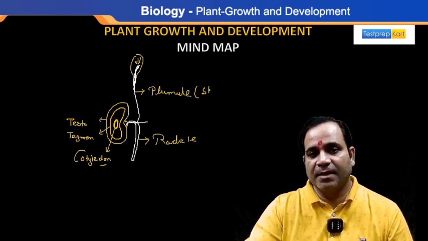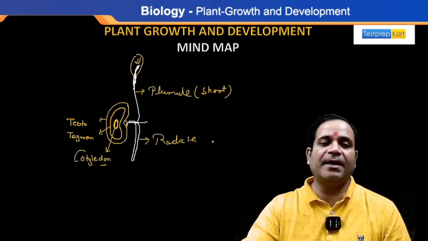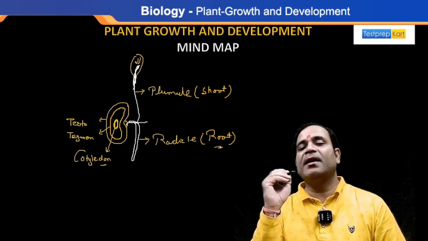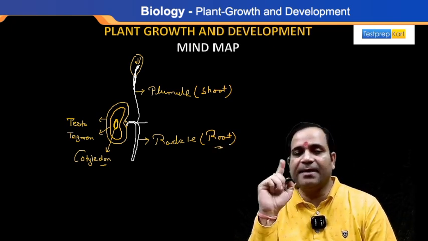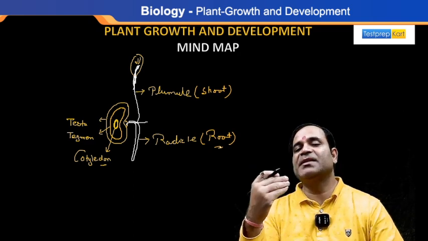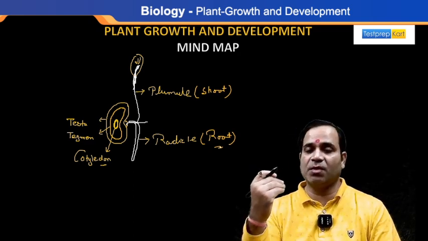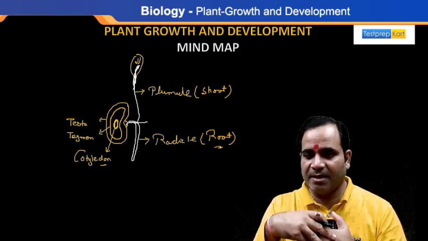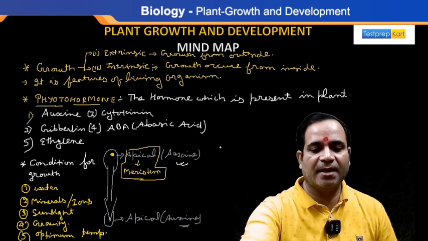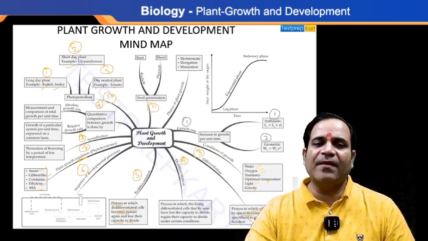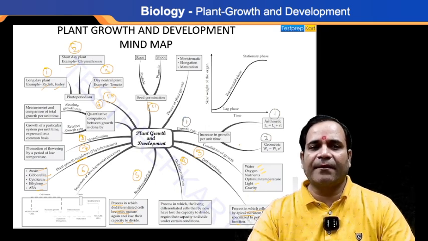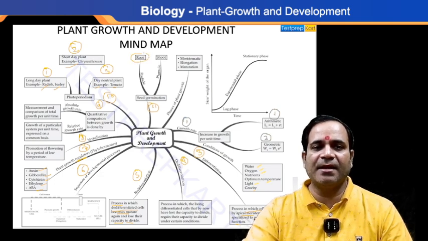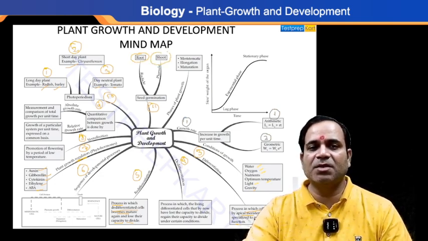Shoot. It forms the shoot in a plant, and the growth of the radical forms what? Root, my dear. So if I'm saying the growth of the plumule, it means the growth of the shoot. But when I'm saying the growth of the radical, then it forms what? Roots, my dear. So if anybody asks you what is plumule and what is radical, the radical develops into the root, and the plumule develops into the shoot, my dear.